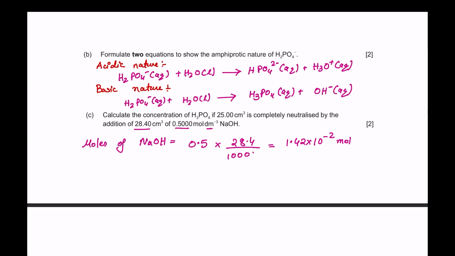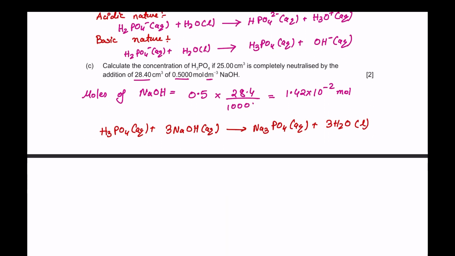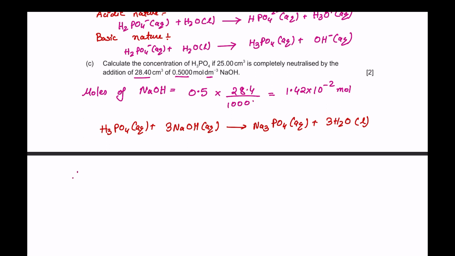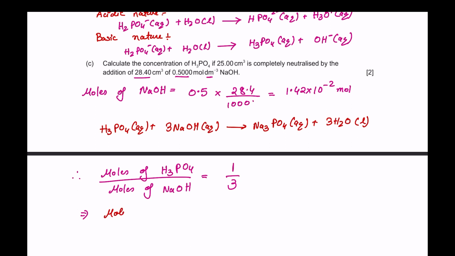Now we have to write the balanced chemical reaction, the complete neutralization reaction between H3PO4 and NaOH. So we'll go like this: H3PO4 aqueous plus 3 NaOH aqueous gives us Na3PO4 aqueous plus 3 H2O liquid. Now it's a stoichiometric problem. We have the moles of NaOH. We have to find out the moles of H3PO4. So let's write the stoichiometric ratio, moles of H3PO4 by moles of NaOH. This will be equal to 1 by 3. Now we know the moles of NaOH, we can plug in here. The moles of H3PO4 would be equal to 1.42 times 10 to the power minus 2 divided by 3, which simplifies to 4.73 times 10 to the power minus 3.